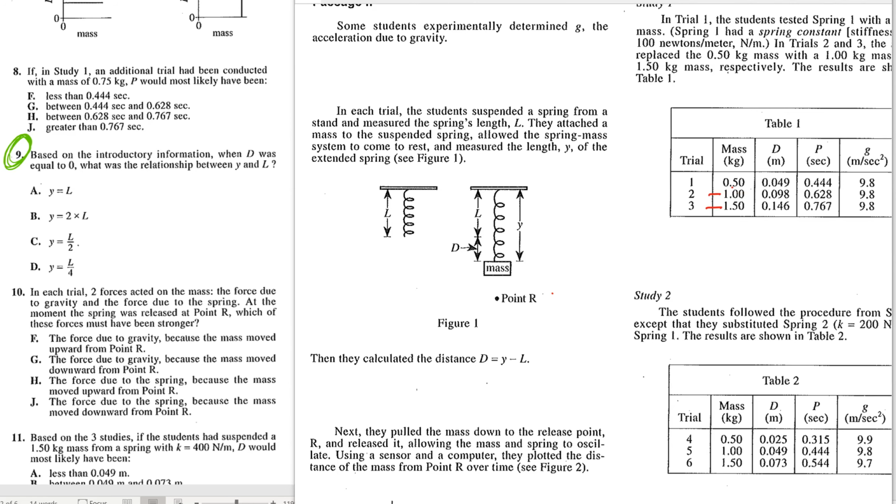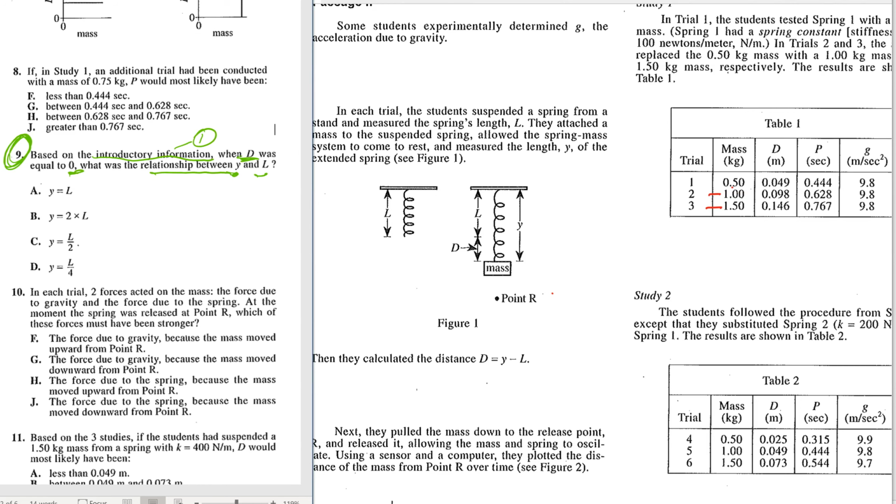Right, this is question 9, and it says, based on the introductory information, so that's what we're going to be looking at, step 1. When D was equal to 0, what was the relationship between Y and L? Right, we have to find D, we have to find it when it's equal to 0, and we have to find the relationship between Y and L, so that's going to be 4, that's going to be our answer, so it gets the asterisk. Alright, step by step.